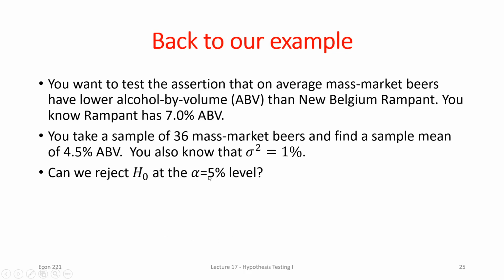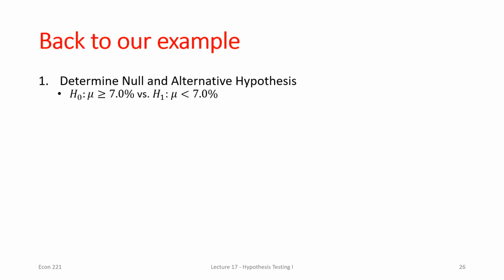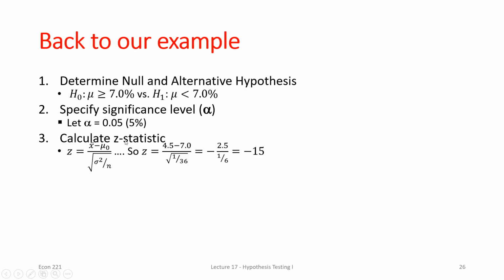I didn't write this technically correctly. It should be a significance level of 5%, or an alpha of 0.05. So what's the null and alternative? We've already talked about this. We want to test whether the mean is less than 7, so we assume the opposite is true, that it's greater than or equal to 7. Specify the alpha: alpha is 0.05 if we want the 5% significance level, or a confidence level of 95%. Calculate our test statistic.